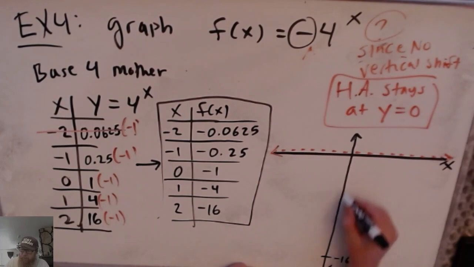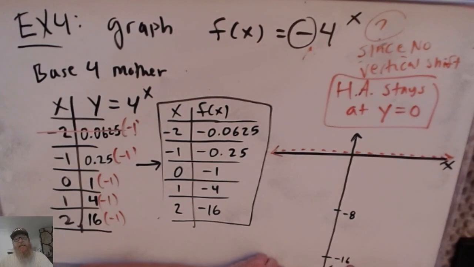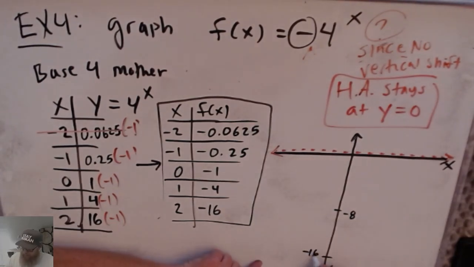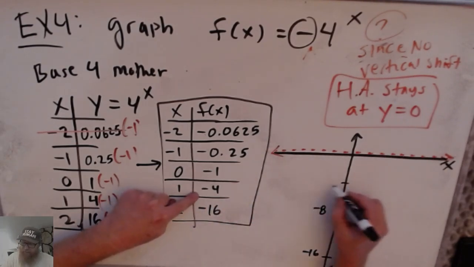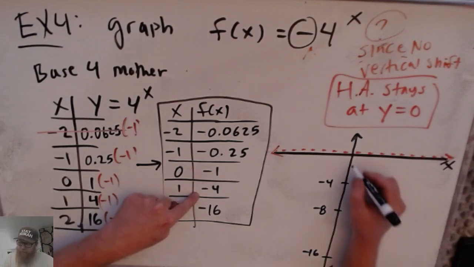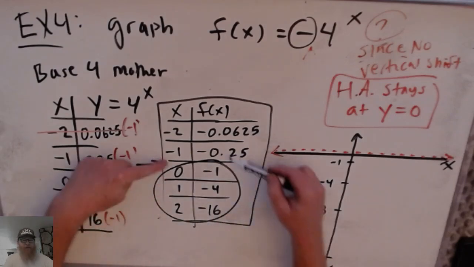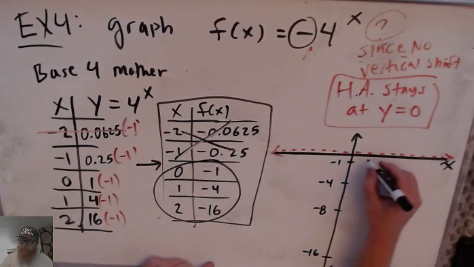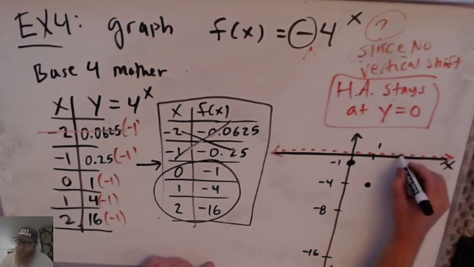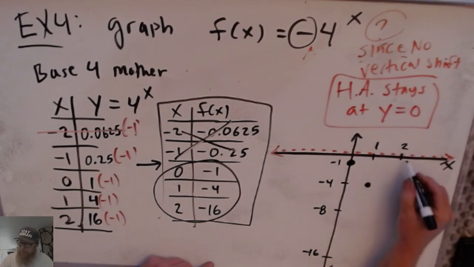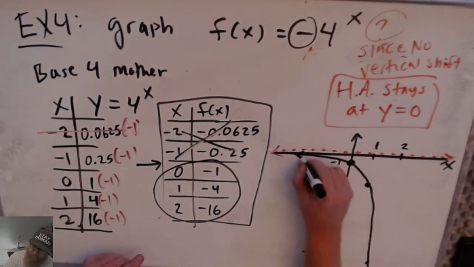And here's a little trick we do a lot in this type of graphing as we scale our graph. I'm just going to call that 16. Let me put it on this side so you can read it. I'm going to call that -8. I'm not going to mark everything, just the important ones. So there's -4 and then -1. Just plot the nice ones. Don't even worry about the decimals on this one. So you've got 0, -1. You've got 1 and -4, and 2 and -16. And there's your graph.